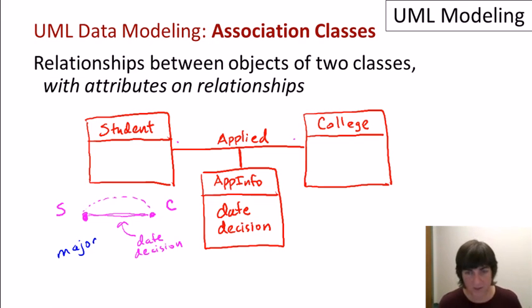Again, that it only captures at most one relationship between the two specific objects across the two classes.